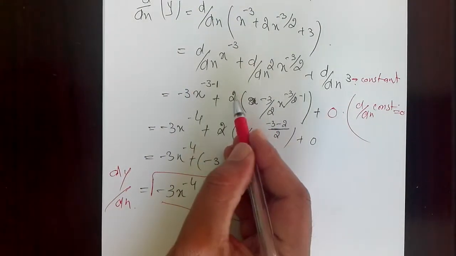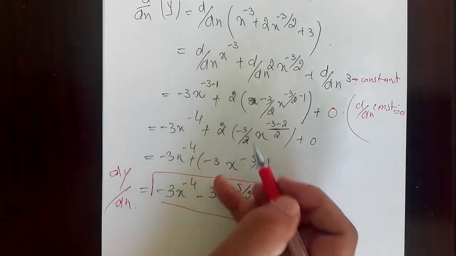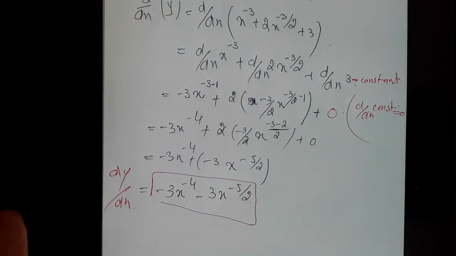Here, this 2 is multiplying and this 2 was in division, so the 2 is cancelled with the 2, and here we got the required result.